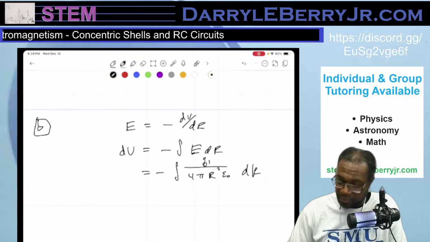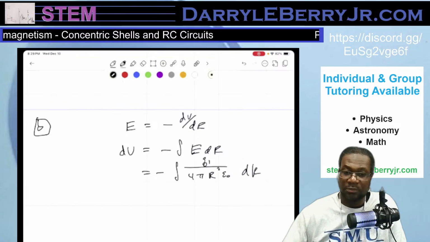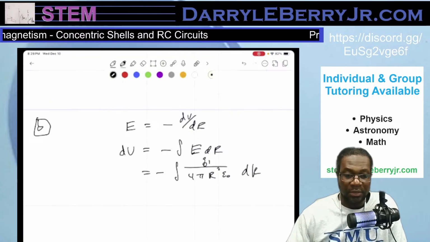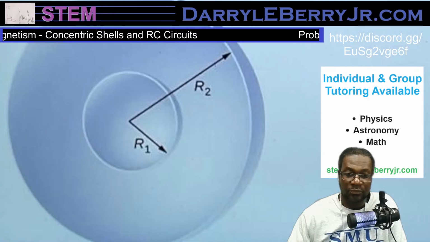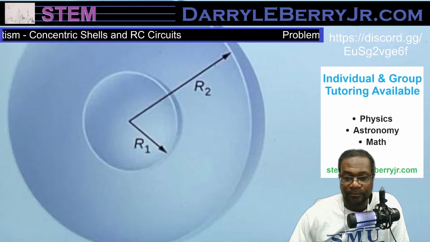So this potential will be the potential in between, to bring the concentric shells back up without scrolling, it'll be the potential between these two concentric shells here, some arbitrary point between those two.